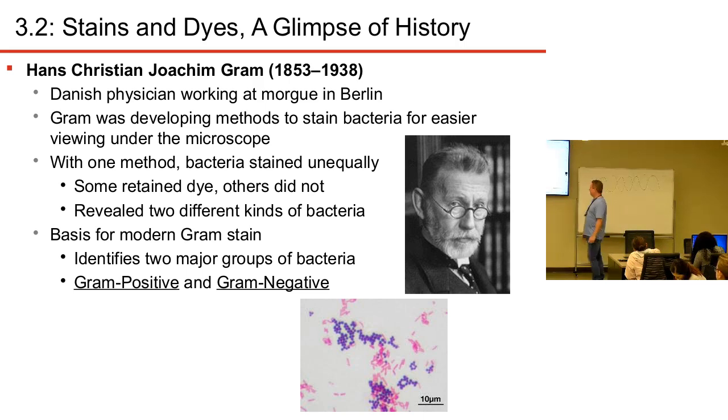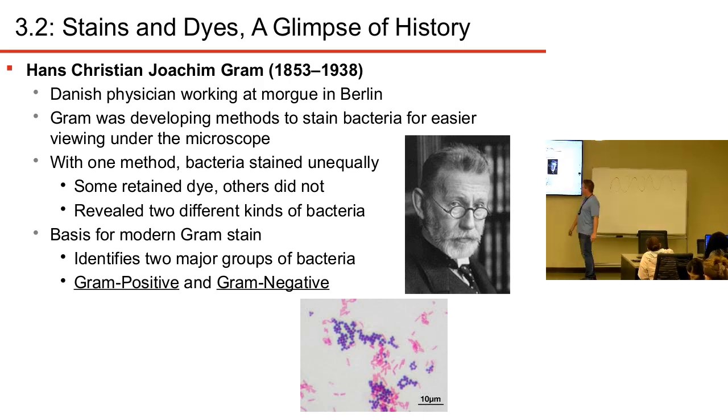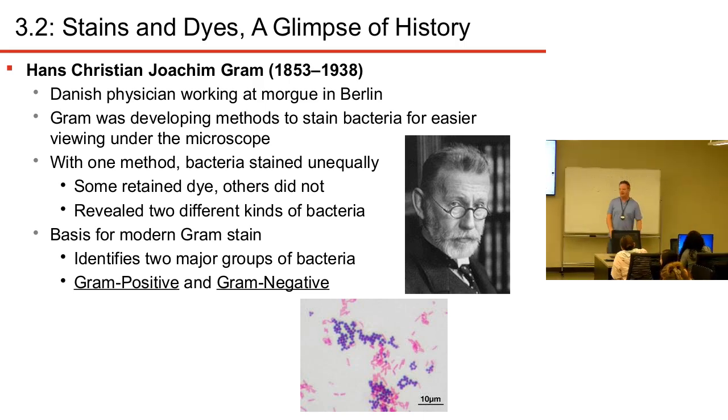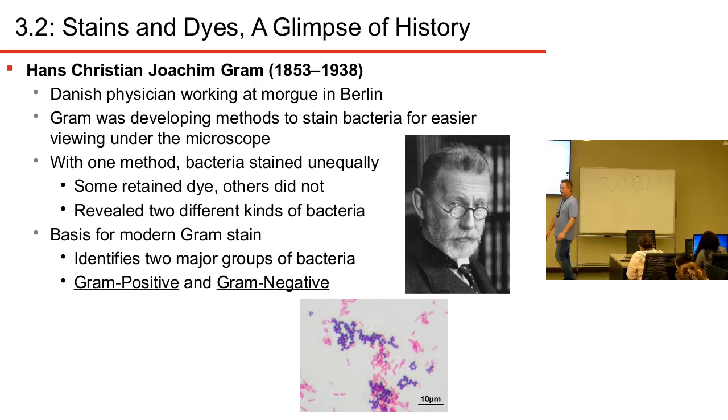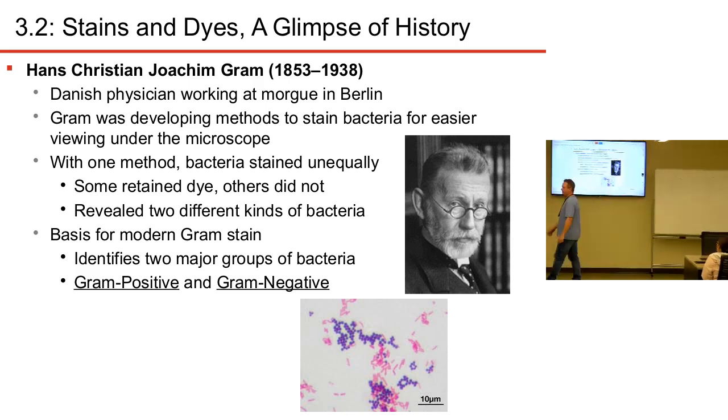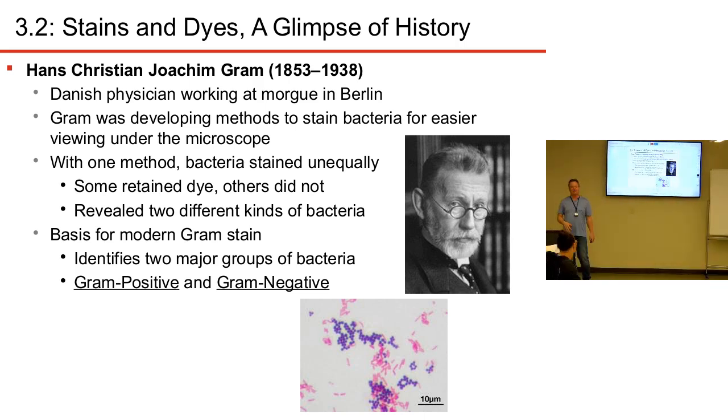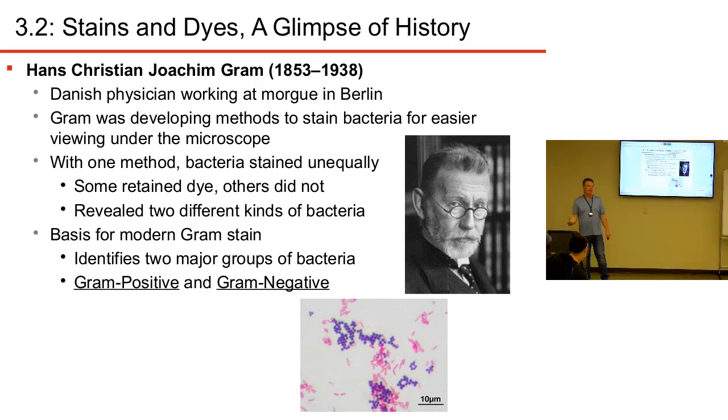So Hans Christian Gram is the person that developed this. He was working in a morgue in Berlin, and what they were trying to do was figure out a stain for tuberculosis. Tuberculosis has got a unique cell wall, as we'll see here in the next couple slides. It actually requires a completely different staining technique.